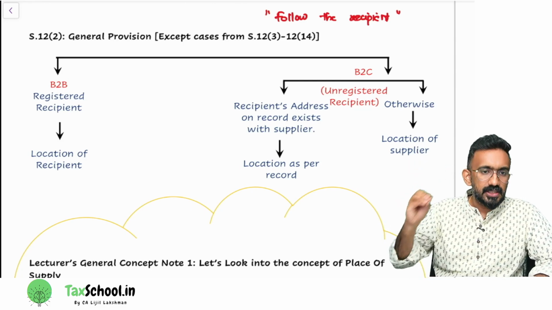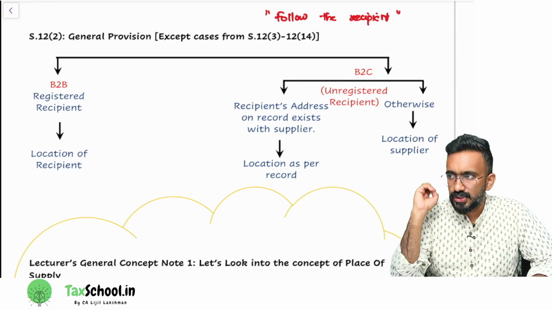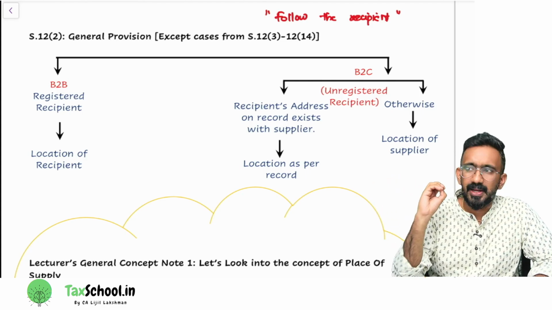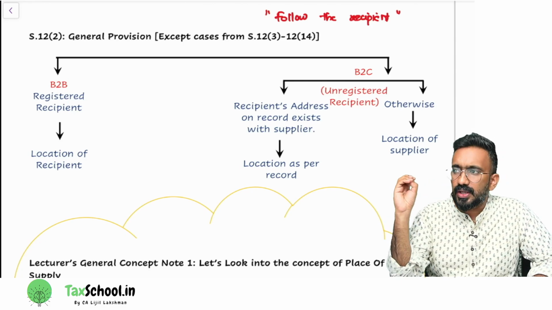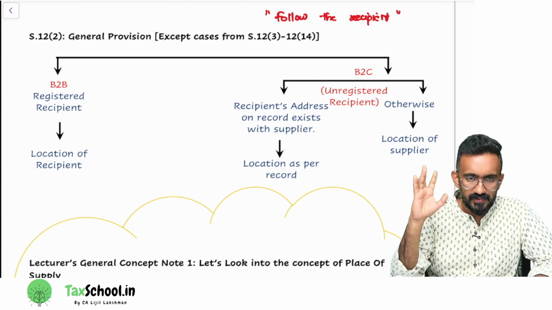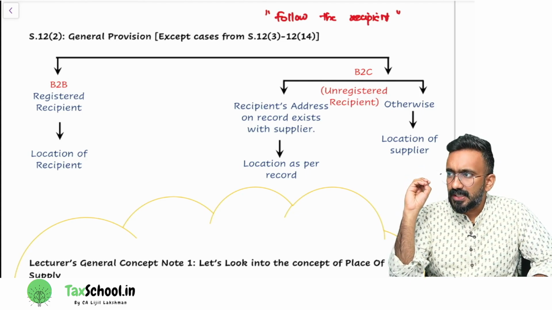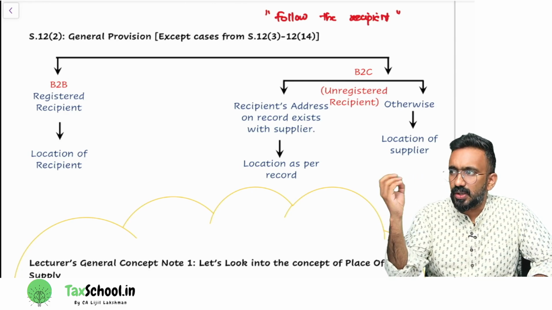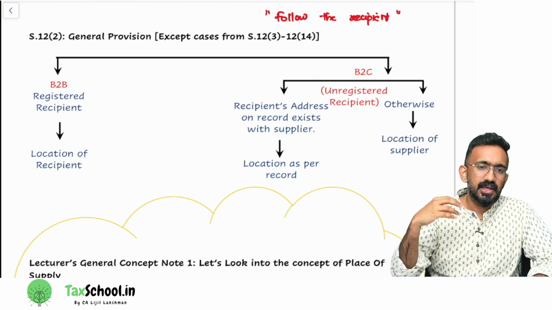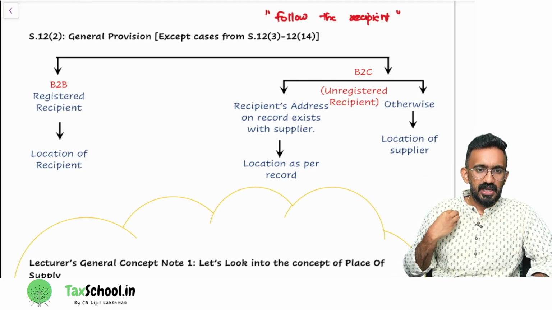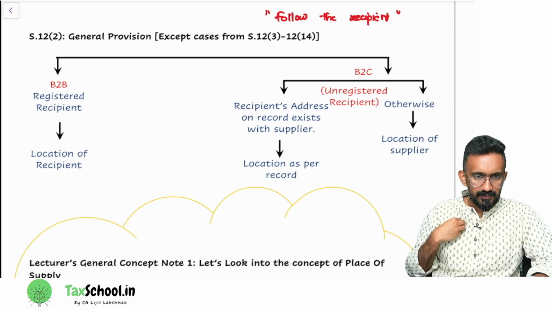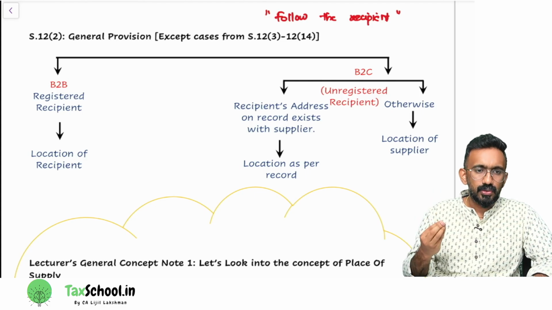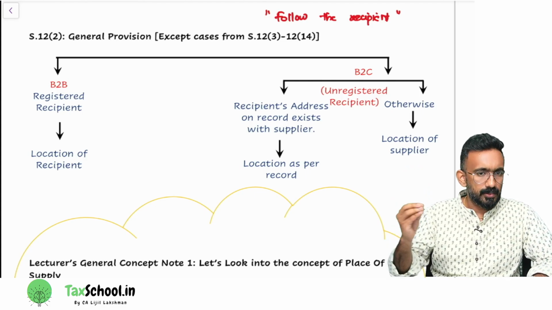If it is B2C, I have to ask the question: does the recipient's address exist on record with the supplier? Then the location as per the record would be the place of supply. If it is B2C and I don't know the address of the recipient, then the location of the supplier itself will be the place of supply. If I give audit services from my office, my practicing firm, to an audit client in Bangalore with a GST number, then Bangalore would be the place of supply.